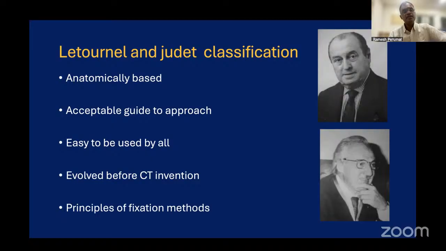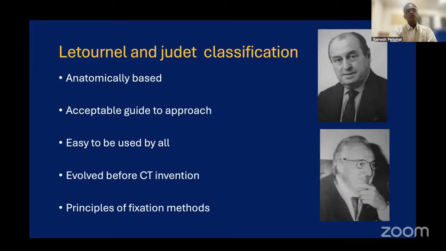All these subclassifications have come over a period of years, but this classification was published in 1970. Even after 50 years, this is one of the gold standard classifications for acetabular fractures. One important thing is that this classification evolved before the CT was invented. So based on these landmarks, a lot of them are paper drawings and also bone models, these classifications were described, and based on the classification, they also divided the principles of fixation methods.